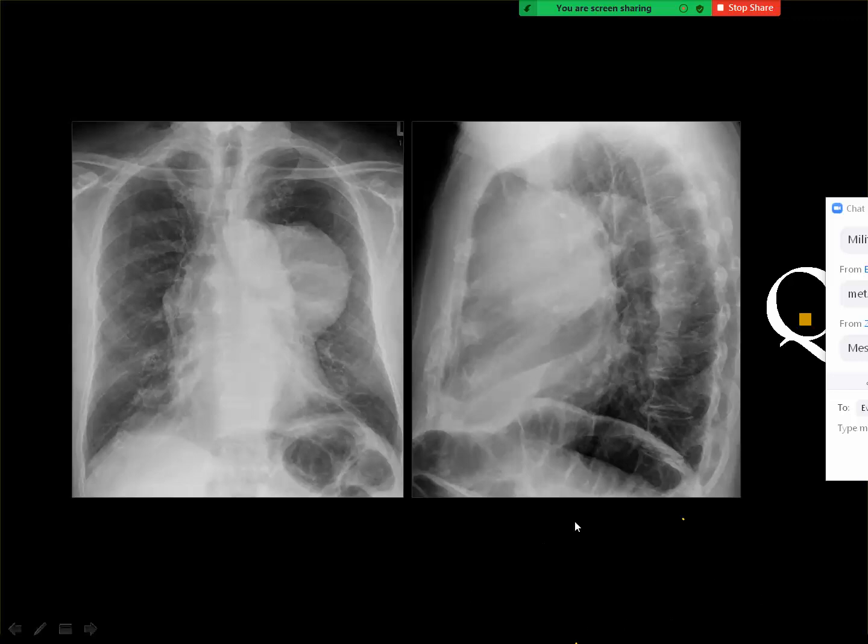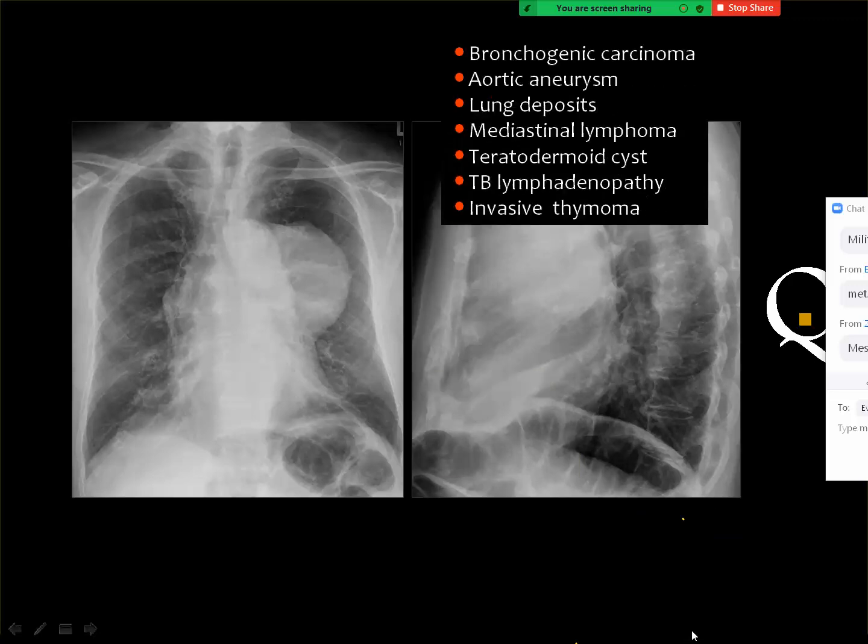This patient has a chest X-ray and a mass on the left side, and these are the differential diagnosis: bronchogenic carcinoma, aortic aneurysm, lung deposit, lymphoma, teratodermoid cyst, TB lymphadenopathy, invasive thymoma. Teratodermoid cyst, I think this is the right answer, but I don't know how you can predict it from the plain film.